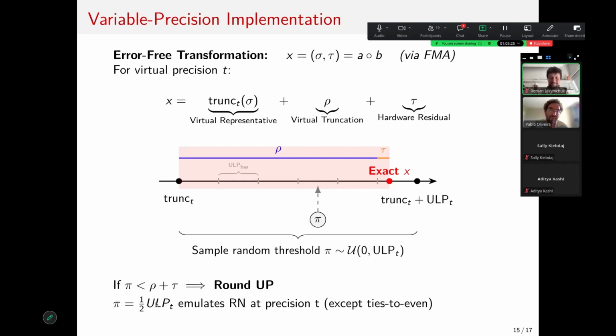And the trick is, if we want to emulate round to nearest, well, we just select P as a constant exactly in the middle of the interval. And this works well, except for ties to even, for the ones that know very well the IEEE 754 format.